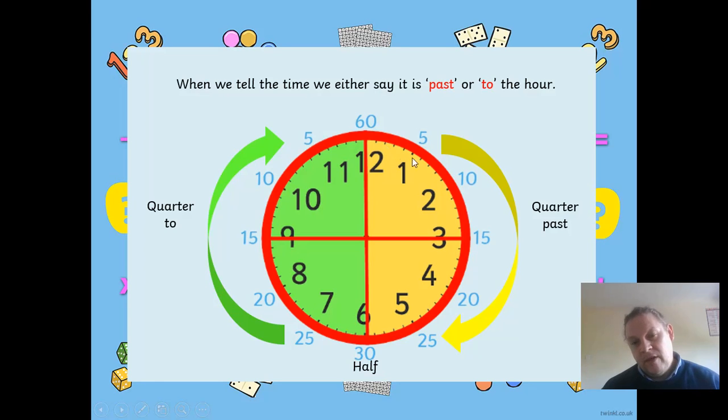This side is past. This side is past the hour. This side is to the hour. Now if we're just to here, to the 3, we say that's quarter past. If we're here, we say that's quarter to.